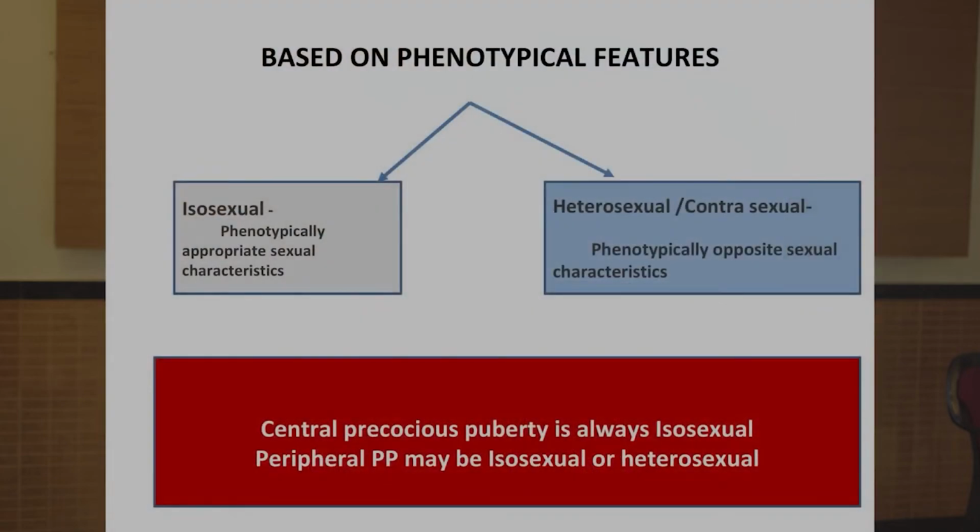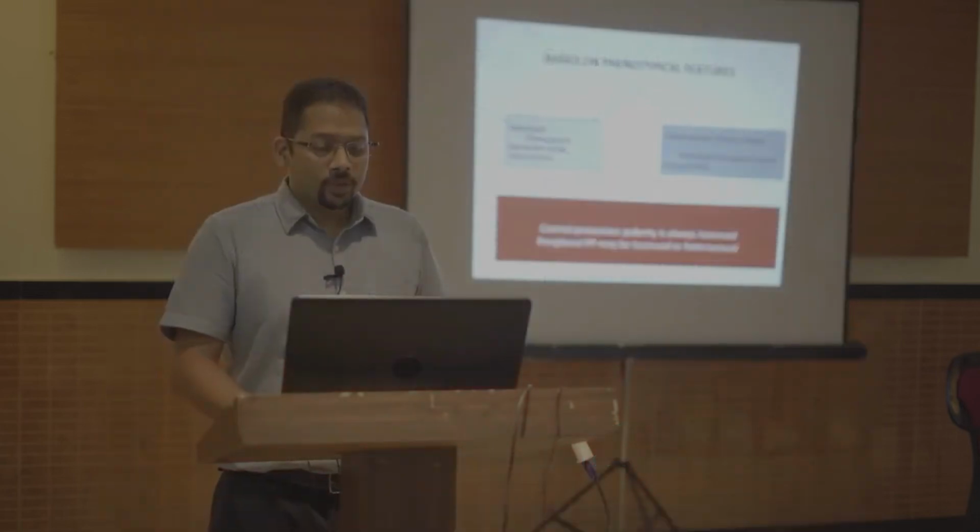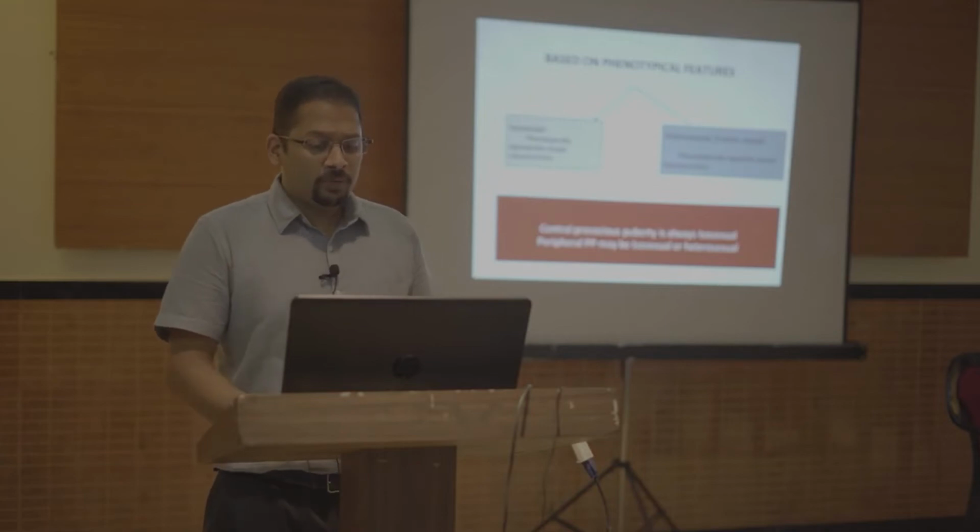It can be isosexual, where a female has development of precocious signs of her own sex, like breast development and menarche, and a male has testicular or penile enlargement. Heterosexual is when the patient has opposite sexual characteristics, like clitoral enlargement in a female, as we see in patients of CAH, and breast development in a male, as we see in estrogen secreting tumors. So central precocious puberty is always isosexual, and peripheral precocious puberty can be isosexual or heterosexual.